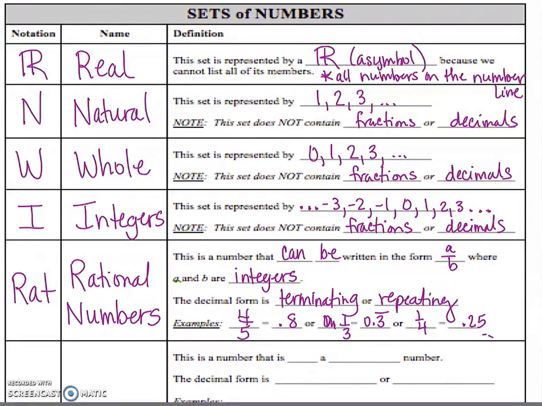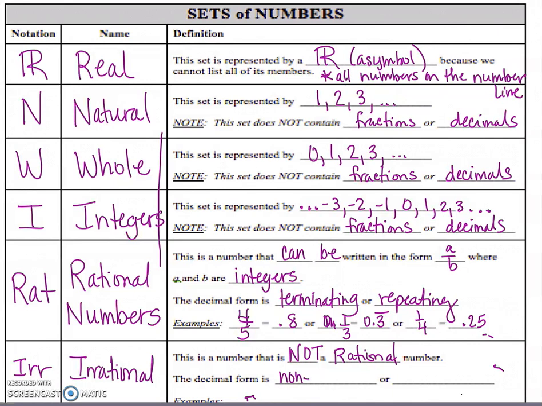So then our last number set here is going to be the irrational numbers, which we are going to denote IRR for irrational. First of all, all numbers in the irrational numbers are numbers that are not rational numbers. Now, hopefully that makes sense. Irrational means not rational. The decimal form of an irrational number is going to be a non-terminating or a non-repeating decimal. Decimals that never end and never repeat are irrational decimals.